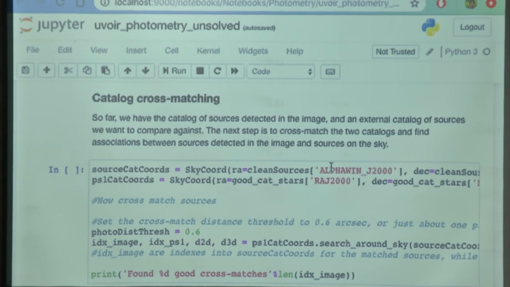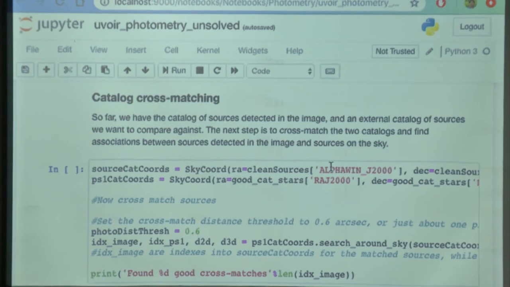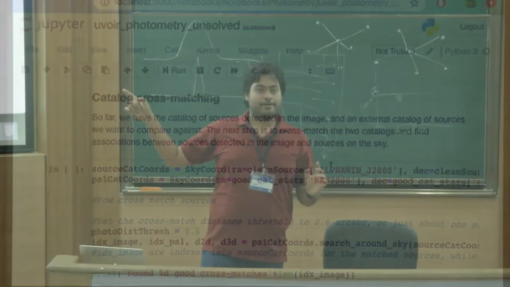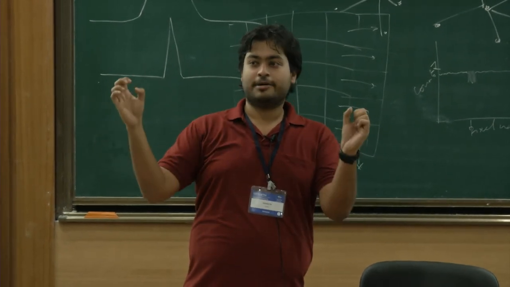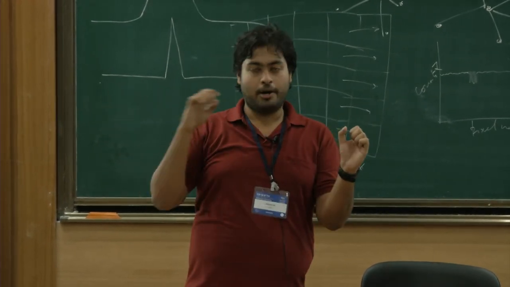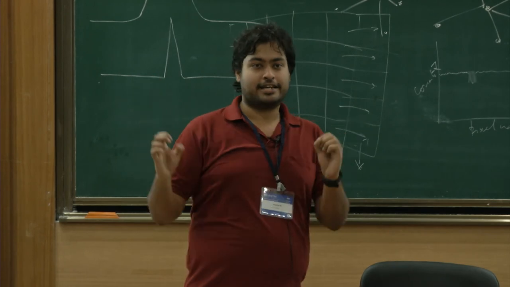And that's what we'll do in this step of catalog cross matching, where we are effectively taking two catalogs, one is the Pan-STARRS catalog, one is the Source Extractor catalog, and asking Astropy to cross match all stars that are, in this case, within about 0.6 arc seconds. And 0.6 because that's about the pixel size of GROWTH-India. We are cross matching all sources that are within about 0.6 arc seconds of each other.